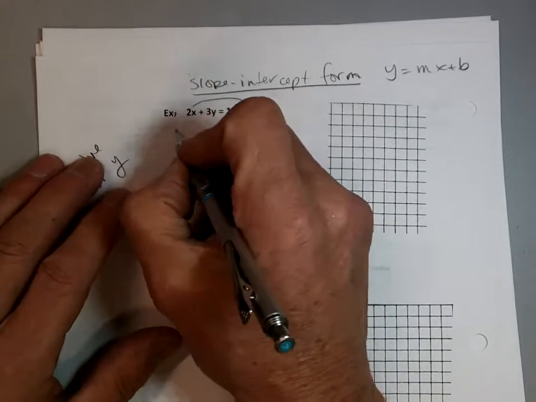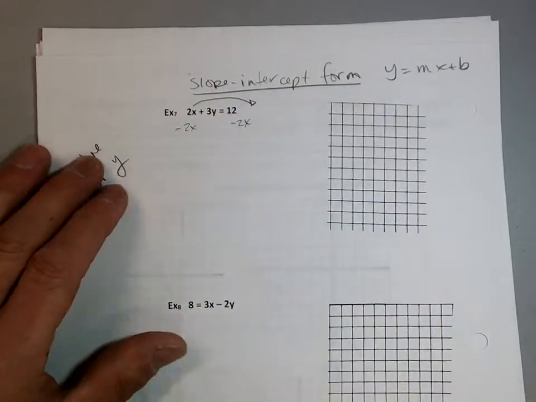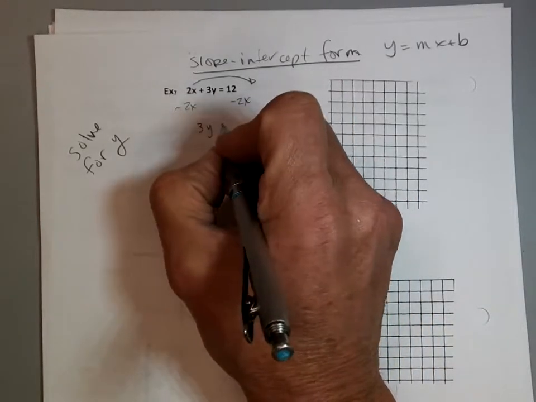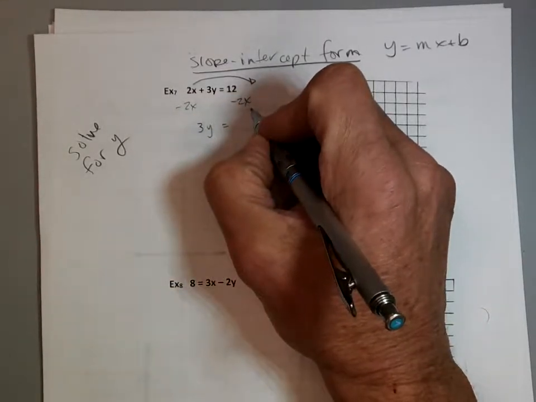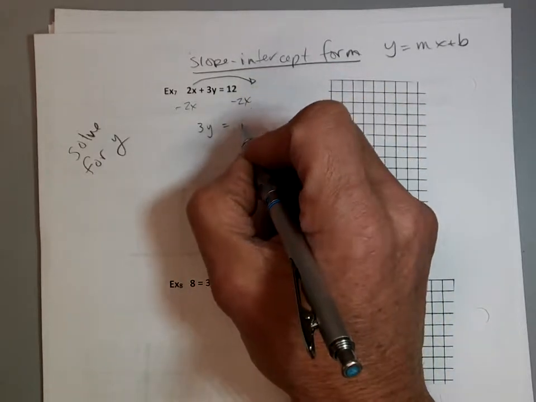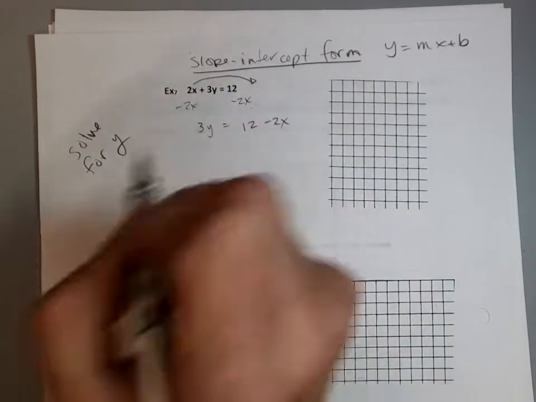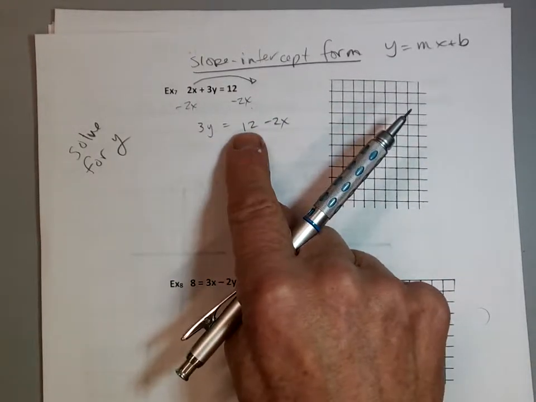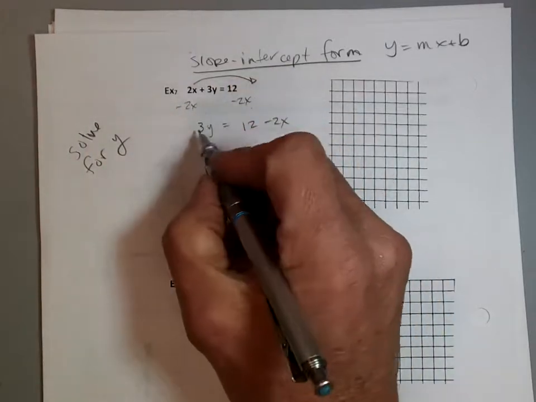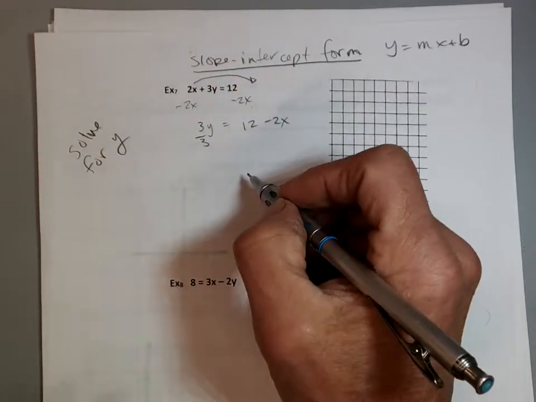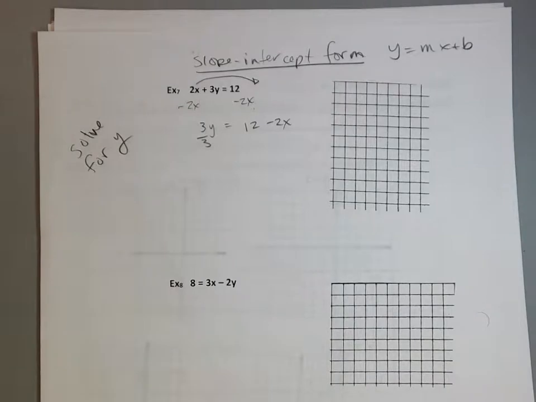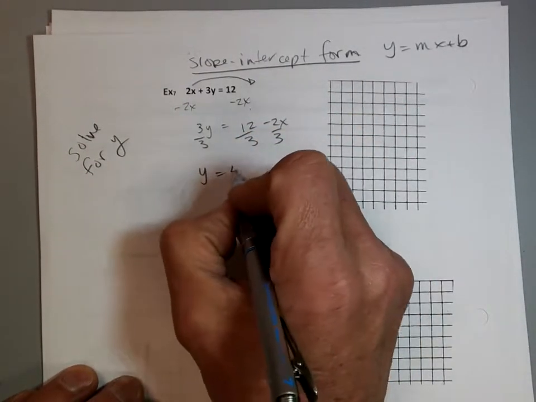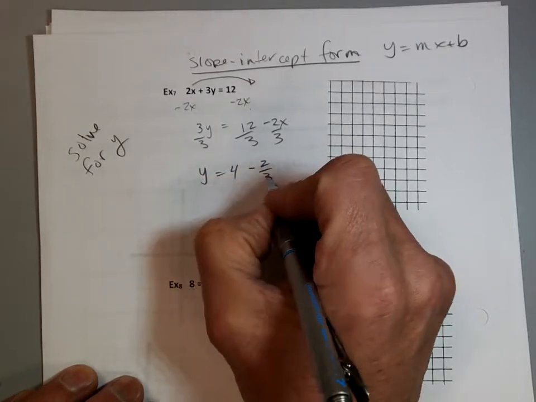So if I go minus 2x, okay? Thank goodness this is Algebra 2, because everybody knows that 12 minus 2x is not 10x. It is just 12 minus 2x. You can't subtract those because one's a number and the other's an x. And then I'm going to divide by 3, but I divide everything by 3 because what you do on one side of the equation, you have to do to the other. So y is equal to 4 minus 2/3 x, okay?